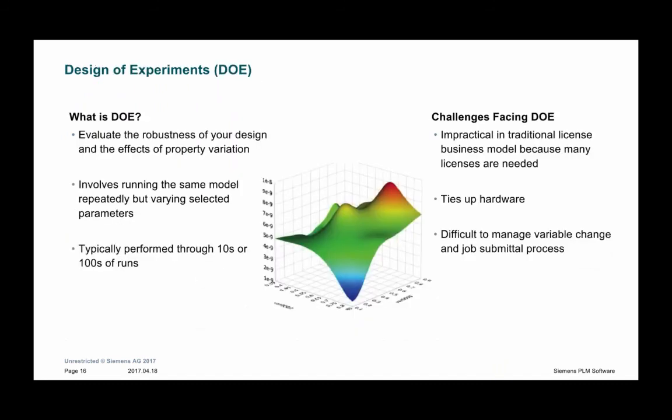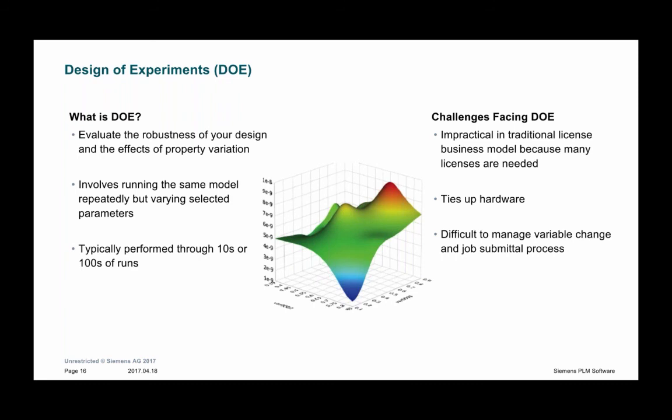So another advantage to using NX Nastran on the Rescale platform is for design of experiments, or otherwise we call them DOEs, investigations. So DOEs help you to evaluate the robustness of your design by repeatedly solving the same model, but by varying a number of parameters within that model for each iteration. You can then investigate which parameters have the most impact on the design's performance and how certain parameters relate to each other.